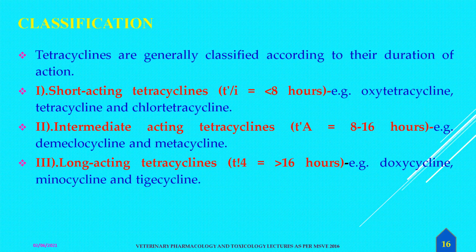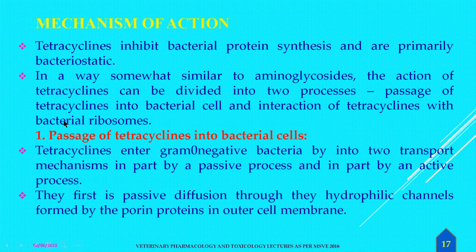To remember, OTC: oxytetracycline, tetracycline, and chlortetracycline. You can abbreviate them as OTC, or over-the-counter therapy. Then the intermediate-acting tetracyclines are demeclocycline, which you can remember as democracy, and methacycline. Whereas the long-acting cyclines are doxycycline, minocycline, and tigecycline.